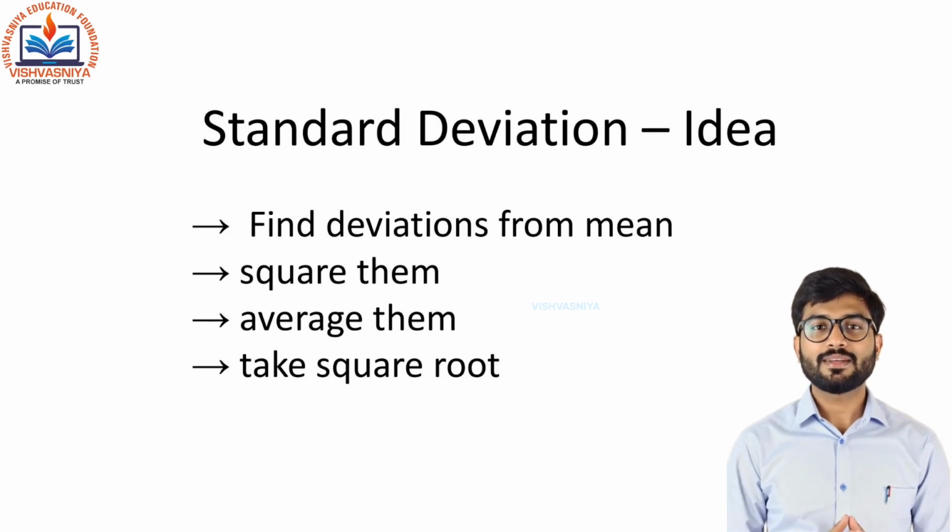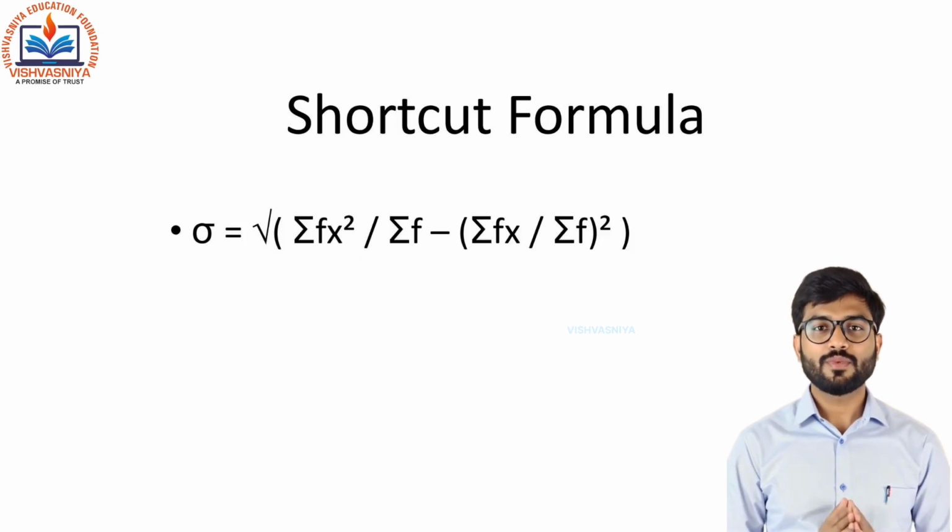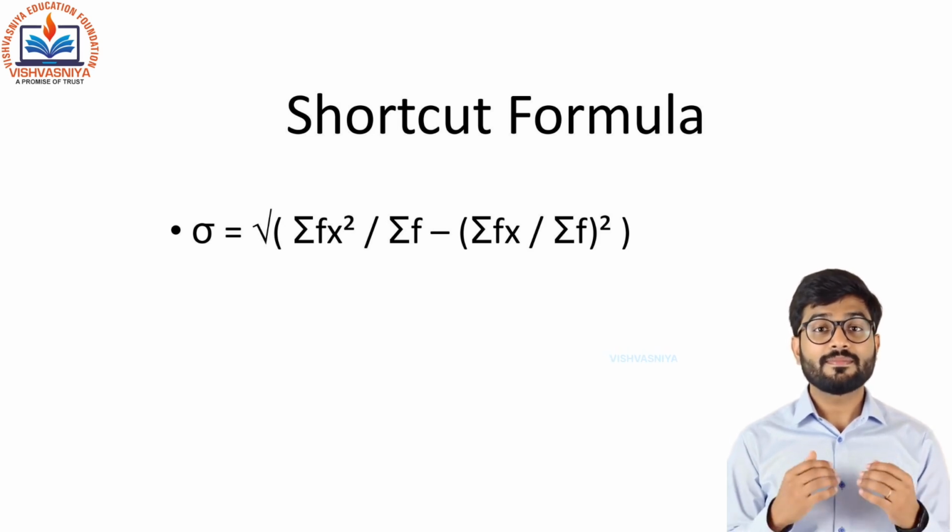The idea is simple. We find how far each value is from the mean, square these differences, take the average, and finally the square root. To save time, we often use the shortcut formula: standard deviation equals the square root of sum of fx squared upon total frequency minus the square of sum of fx upon total frequency.